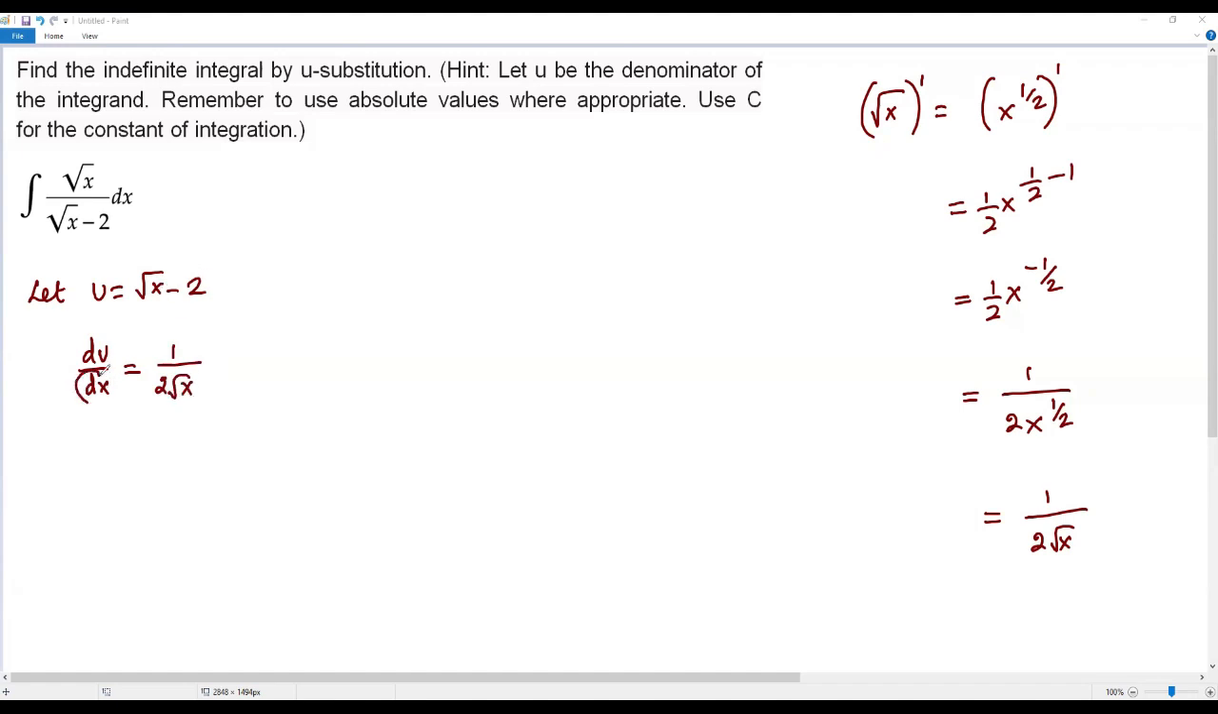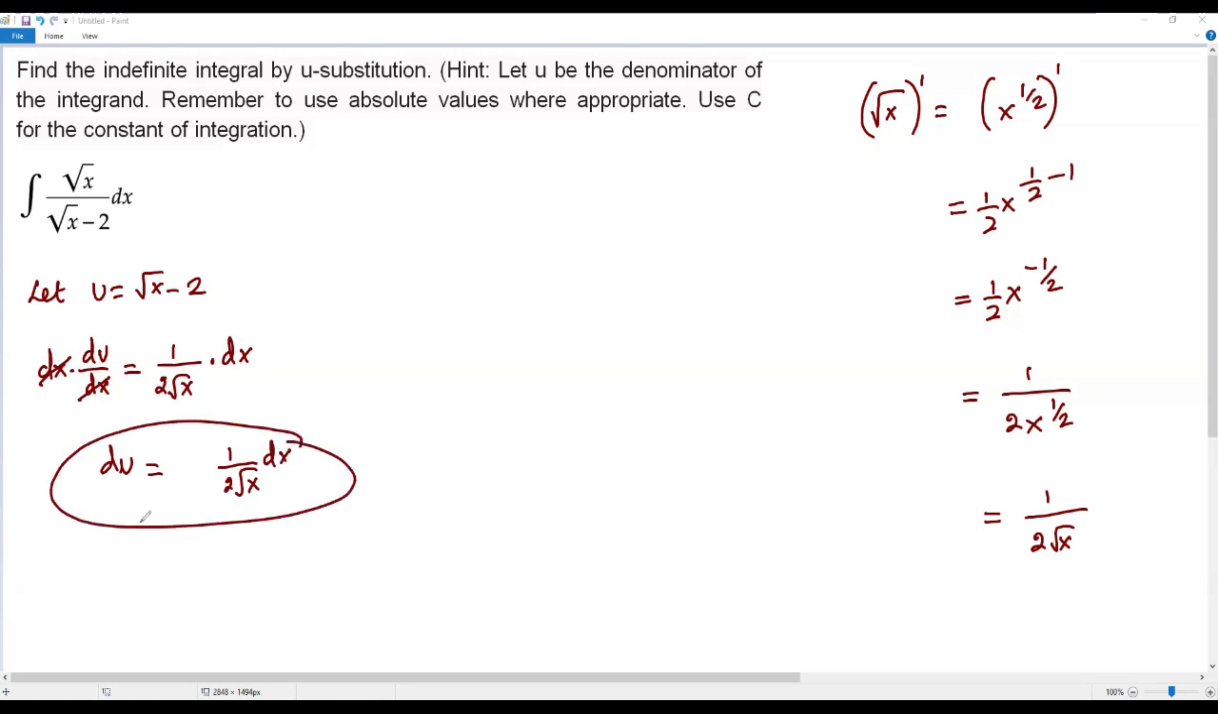Now to get rid of the denominator dx over here, I multiply both sides of this equation by dx. So this dx and dx will cancel. I'm getting du equals 1 over 2 times square root of x times dx. Now in this equation, I have to solve for dx so that I can plug it into the given indefinite integral. If I want to solve for dx, I have to get rid of this fraction 1 over 2 times square root of x. So for that, I have to multiply both sides of this equation by the denominator 2 times square root of x. Let me do it.